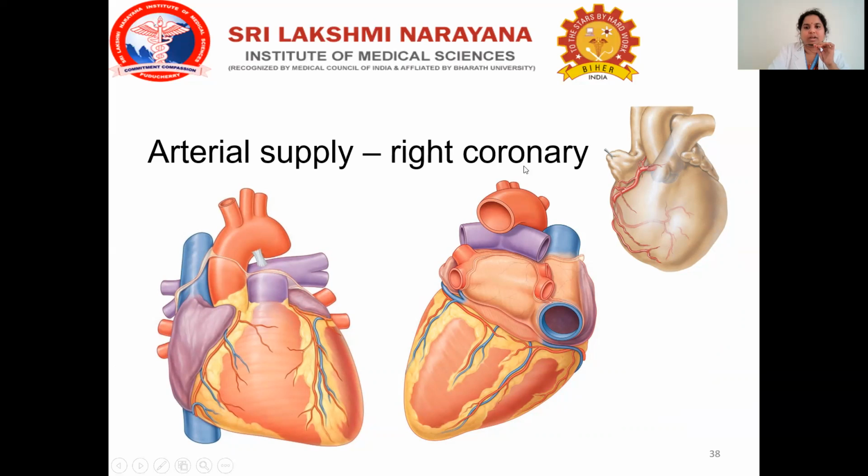First, we will see about right coronary artery. The right coronary artery arises from the right anterior aortic sinus. After arising, it passes between the right auricle and the right ventricle in the anterior aspect of the atrioventricular groove. It runs up to the heart's inferior border.